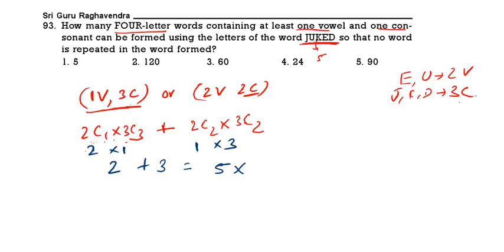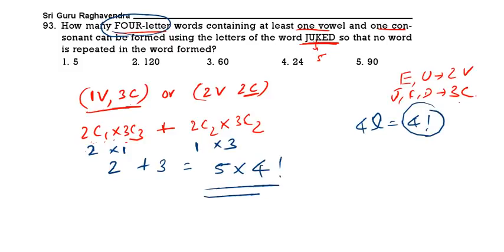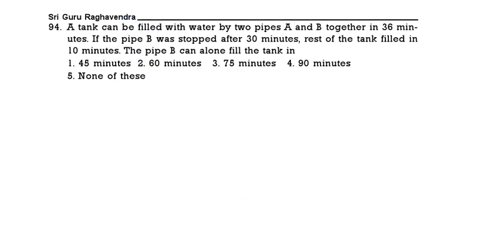And out of this we have to form a 4-letter word. A 4-letter word can be arranged in 4 factorial ways. So 5 into 4 factorial is our answer. That means 5 into 24. What is 5 into 24? 120. 120 is the correct answer. Option 2.